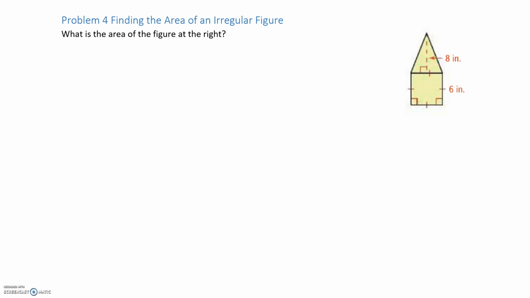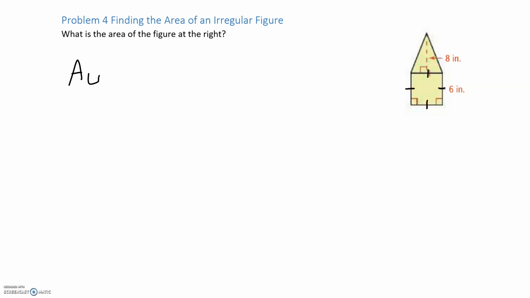And our last part of this section is going to be finding the area of an irregular figure. All we're really going to do here is take the area of the triangle that we have and add the area of the rectangle we have. So the first thing we notice is that we have these congruent marks, which means that this down here is going to be a square.